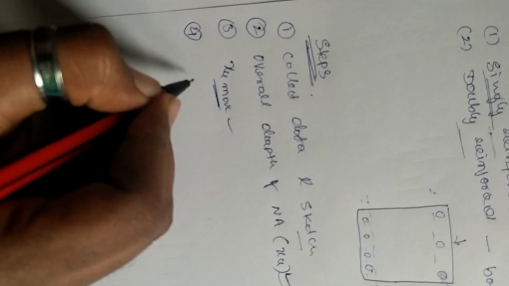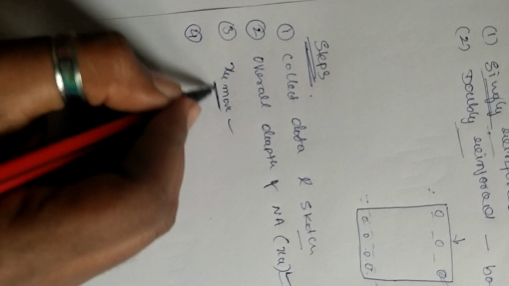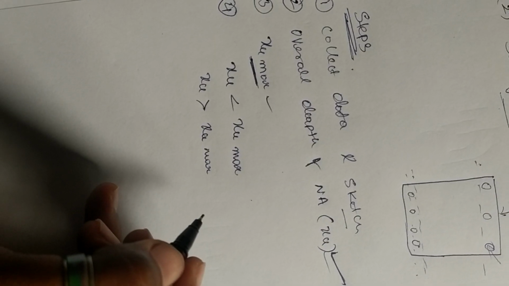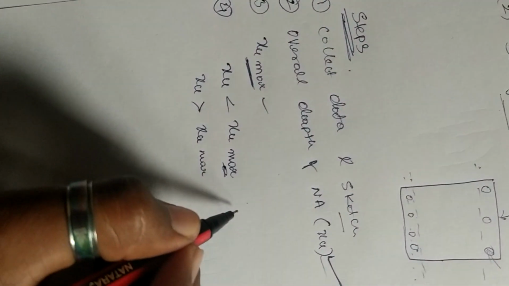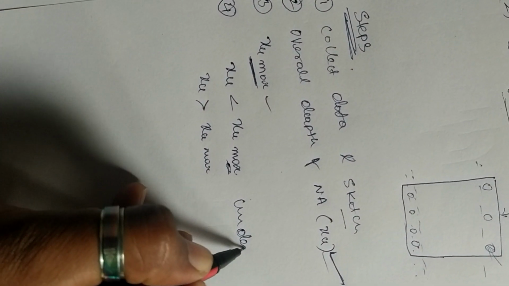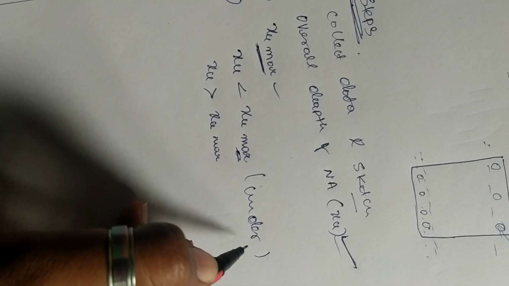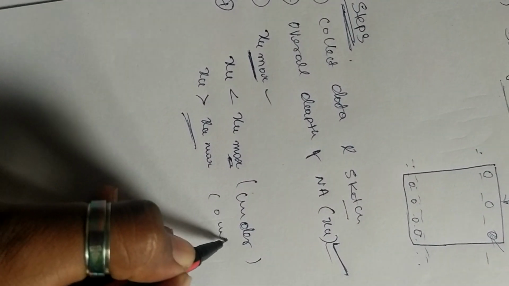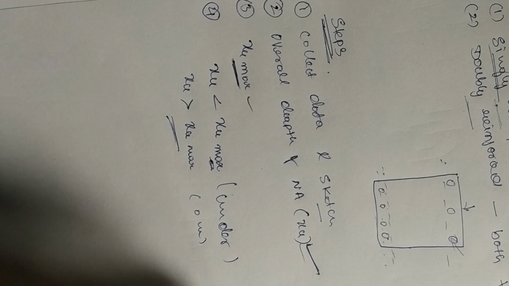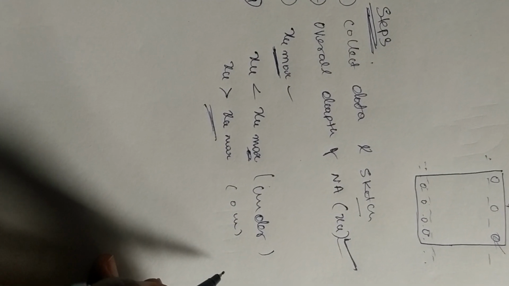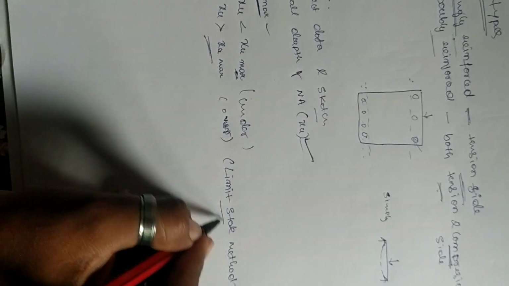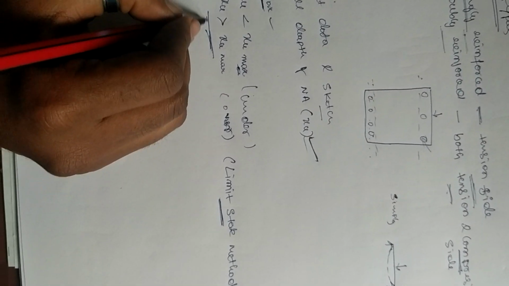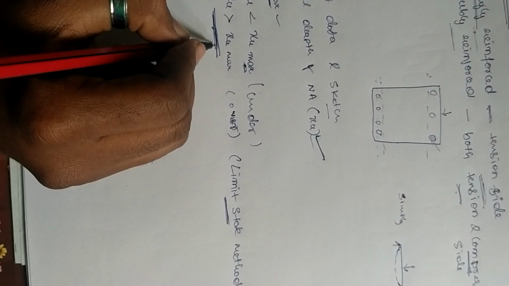The next step, after calculating XU and XU max, is to compare them. If XU is less than XU max, it is an under reinforced section. If XU is greater than XU max, it is over reinforced. We are calculating moment of resistance using the limit state method. According to the limit state method, the beam should not be over reinforced.